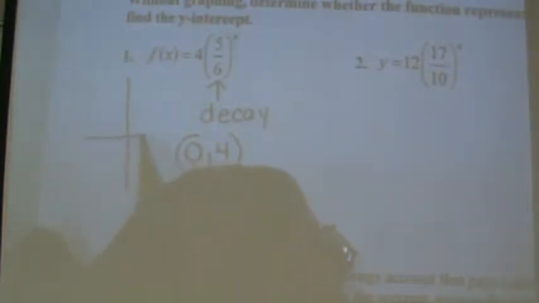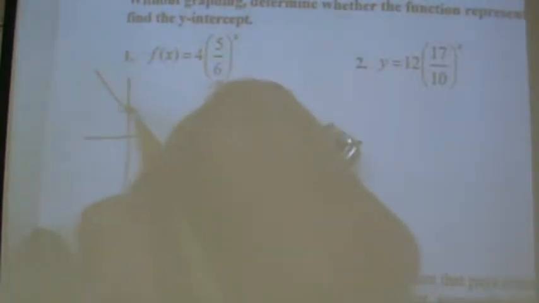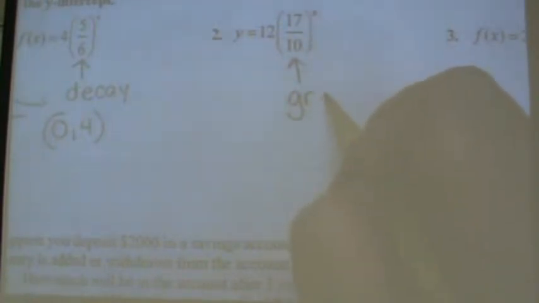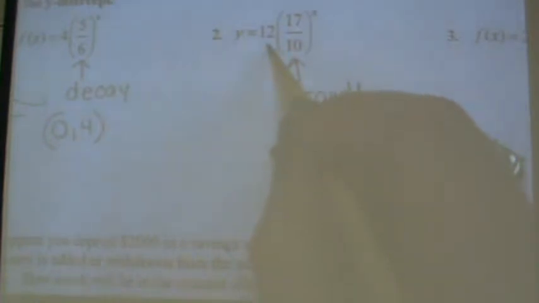So if I had to sketch this graph, I know it's going to hit at (0, 4), and it's going to be coming down like this. You don't have to sketch it, but. What would 2 be? Growth or decay? Growth. It's growth because it's top heavy, 17/10 is greater than 1. And what's your y-intercept? (0, 12). Okay, and then this last one, what did you write?